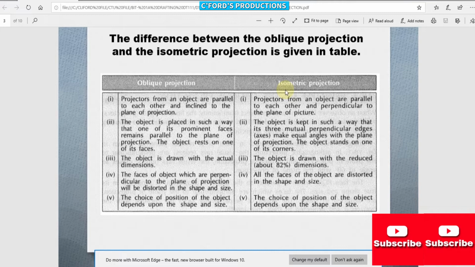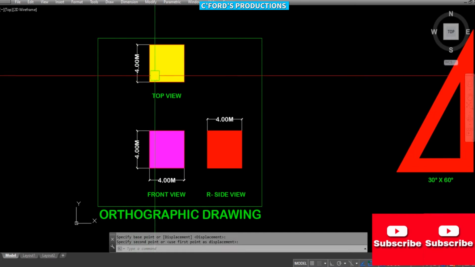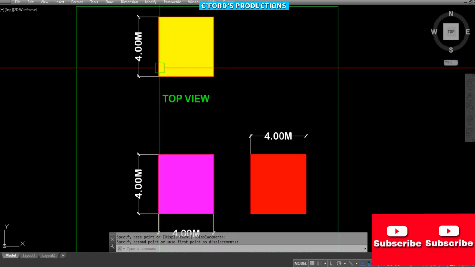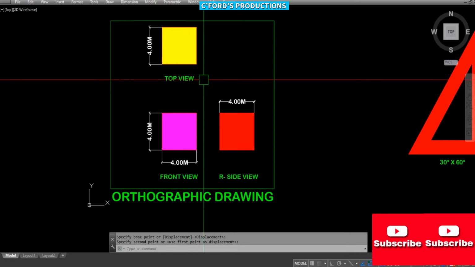To know more about oblique projection, here is another sample. Here is our sample drawing. This one is an orthographic drawing, and we will get the oblique drawing. The dimension of this sample drawing is 4 meters by 4 meters. So let's start.